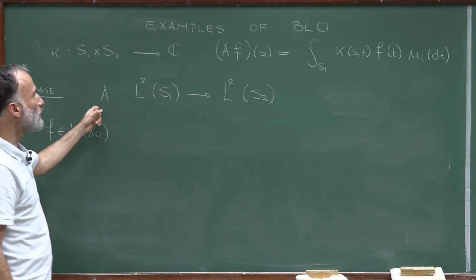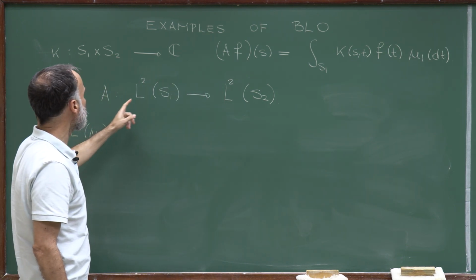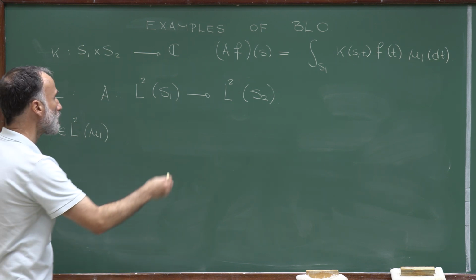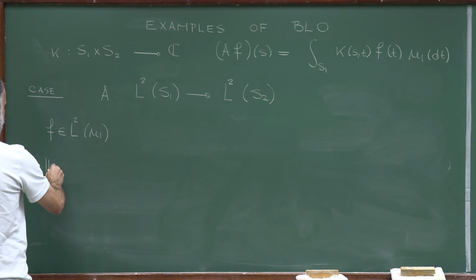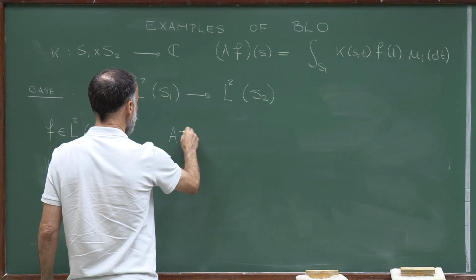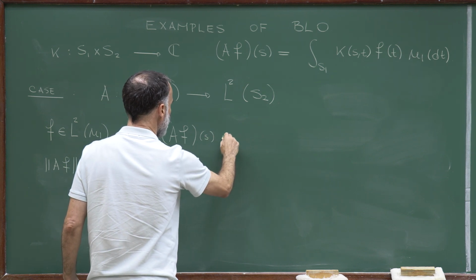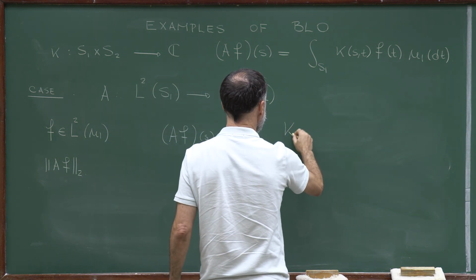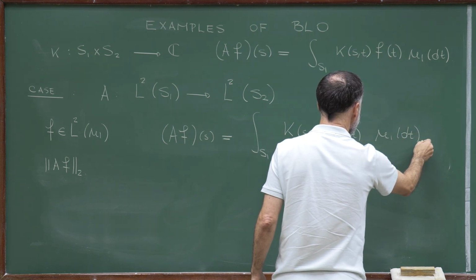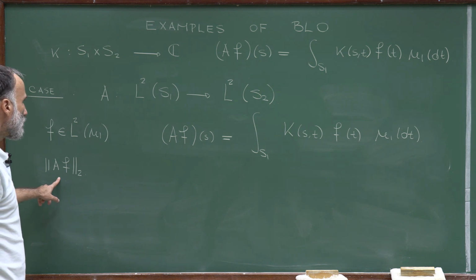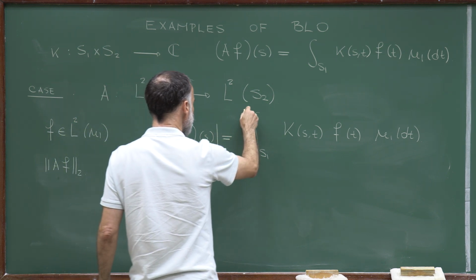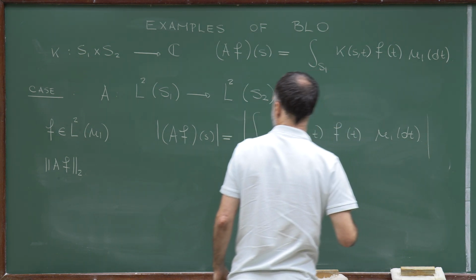So now I want to obtain sufficient conditions on K for A to be a bounded operator from L2 to L2. So I'll fix a function f in L2 of mu1, and I want to estimate Af in the L2 norm. So let me write again A of f as the integral over S1 of K(s,t) f(t) mu1(dt). And I want to estimate the L2 norm, knowing that f belongs to L2. So let me take the absolute value of this quantity, and maybe square.